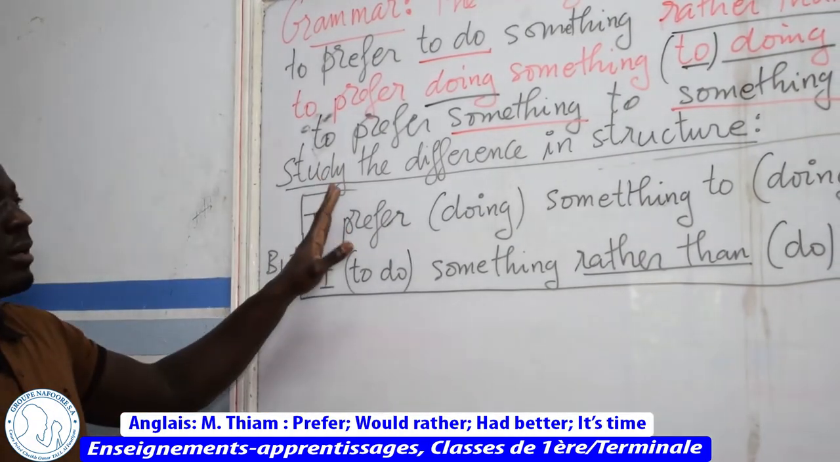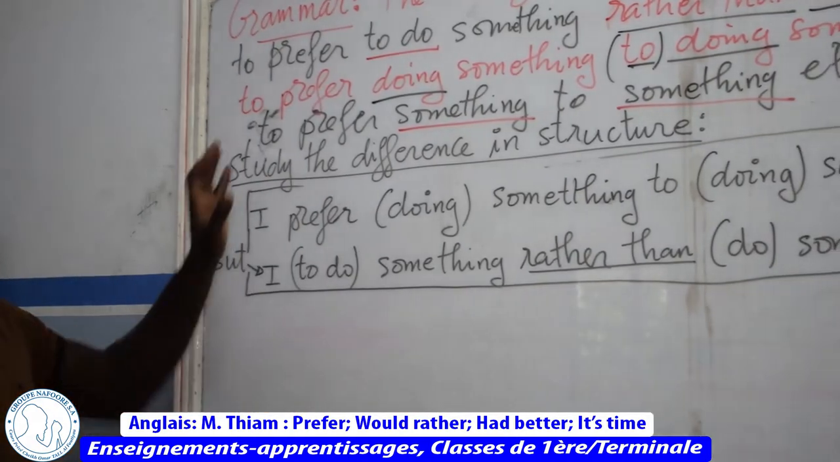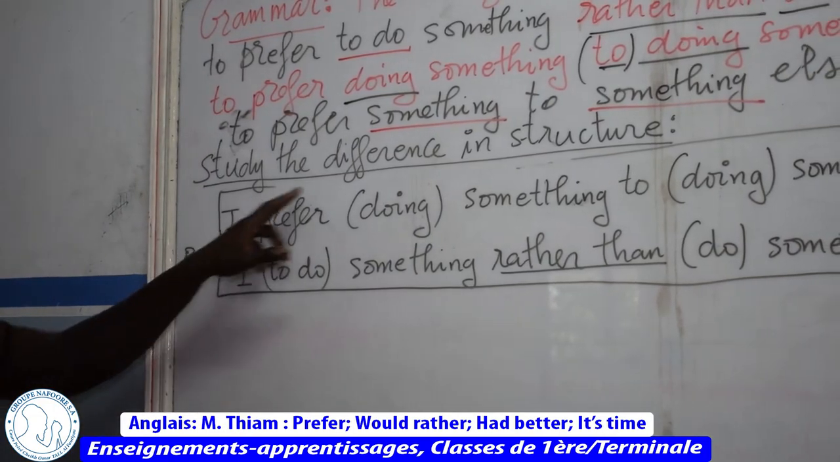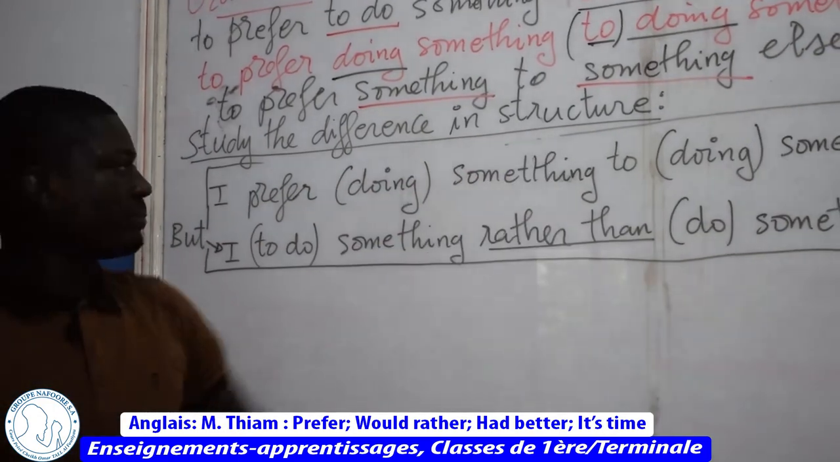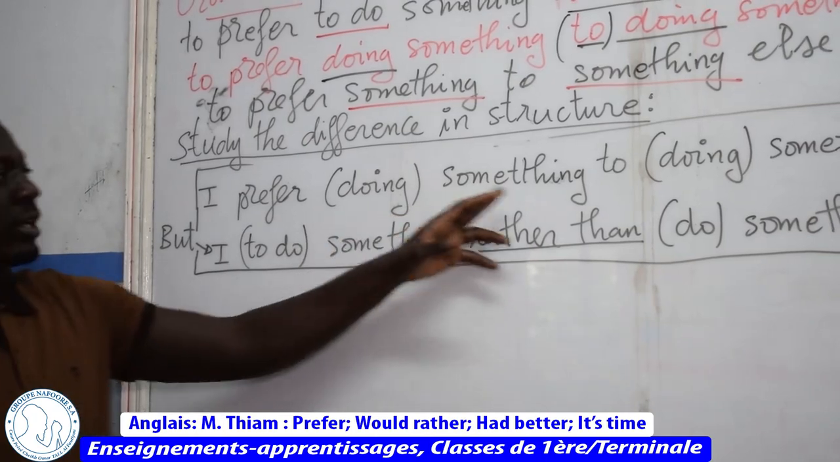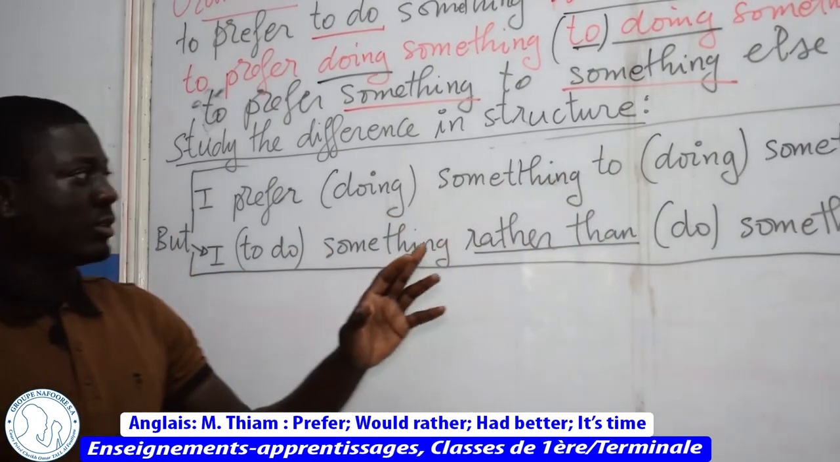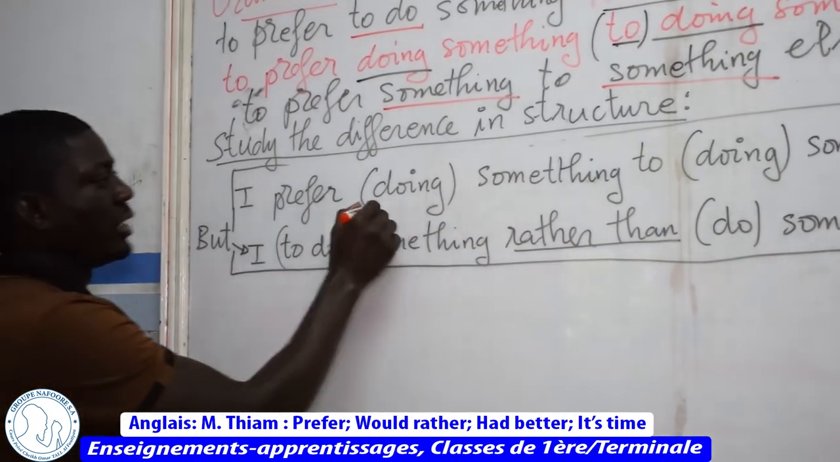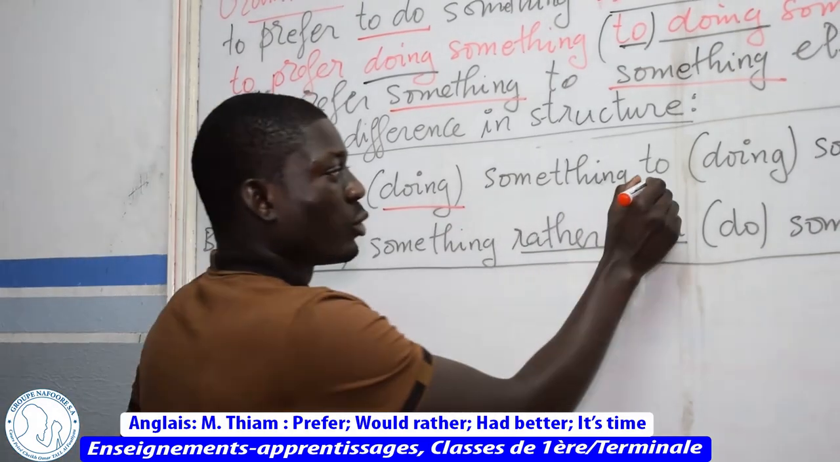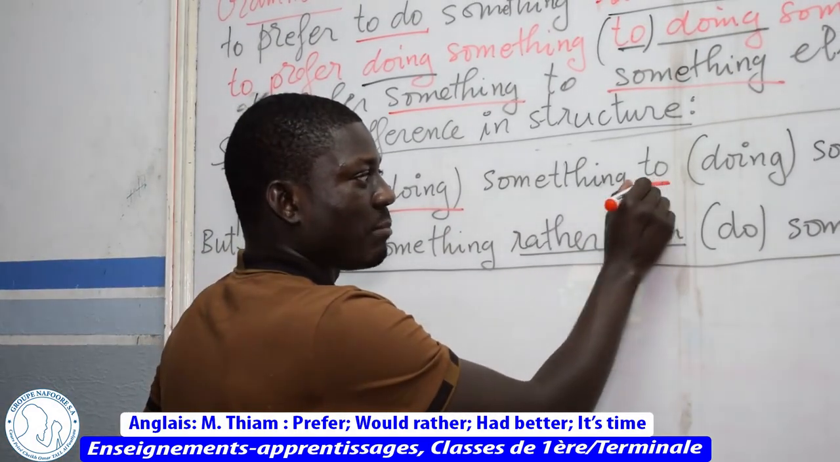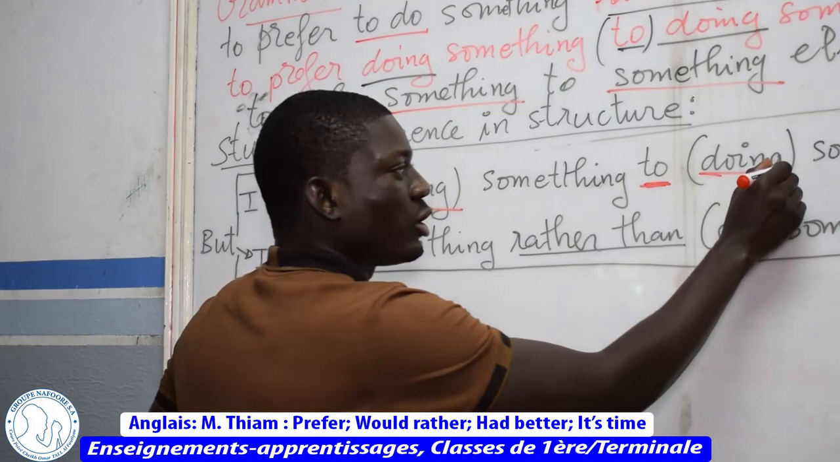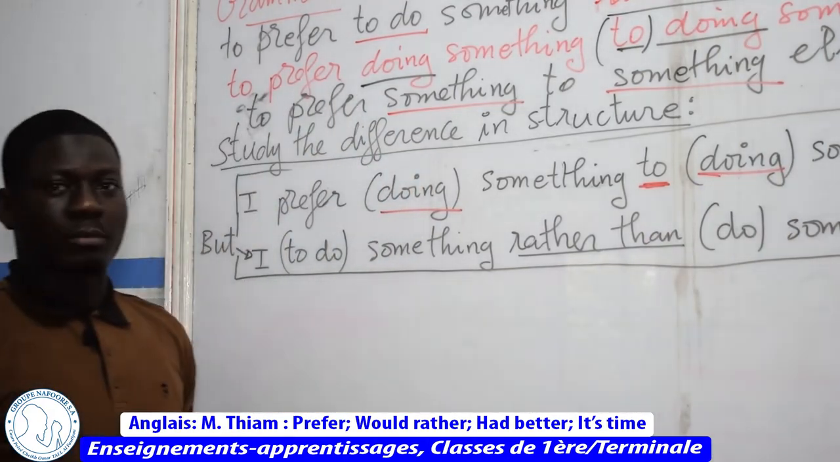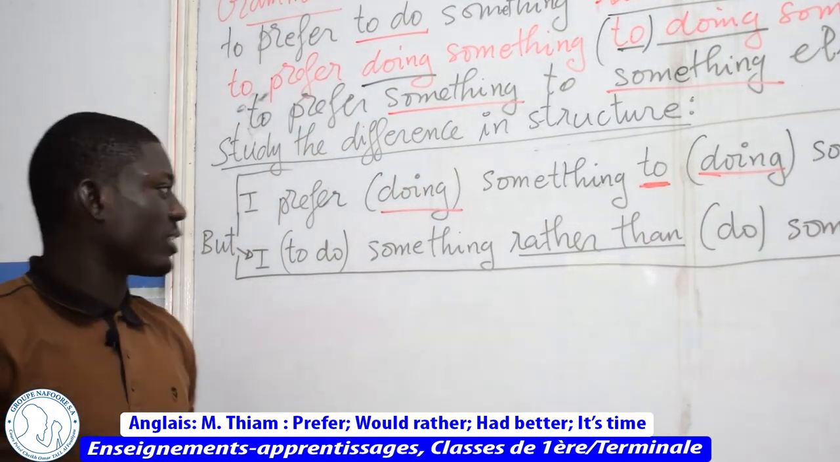Now let's compare the structures we have just explained here. Study the difference in structure. I prefer doing something to doing something else. This is the ing form, okay? And then you will have two for the comparison, and then you're going to have another ing form.